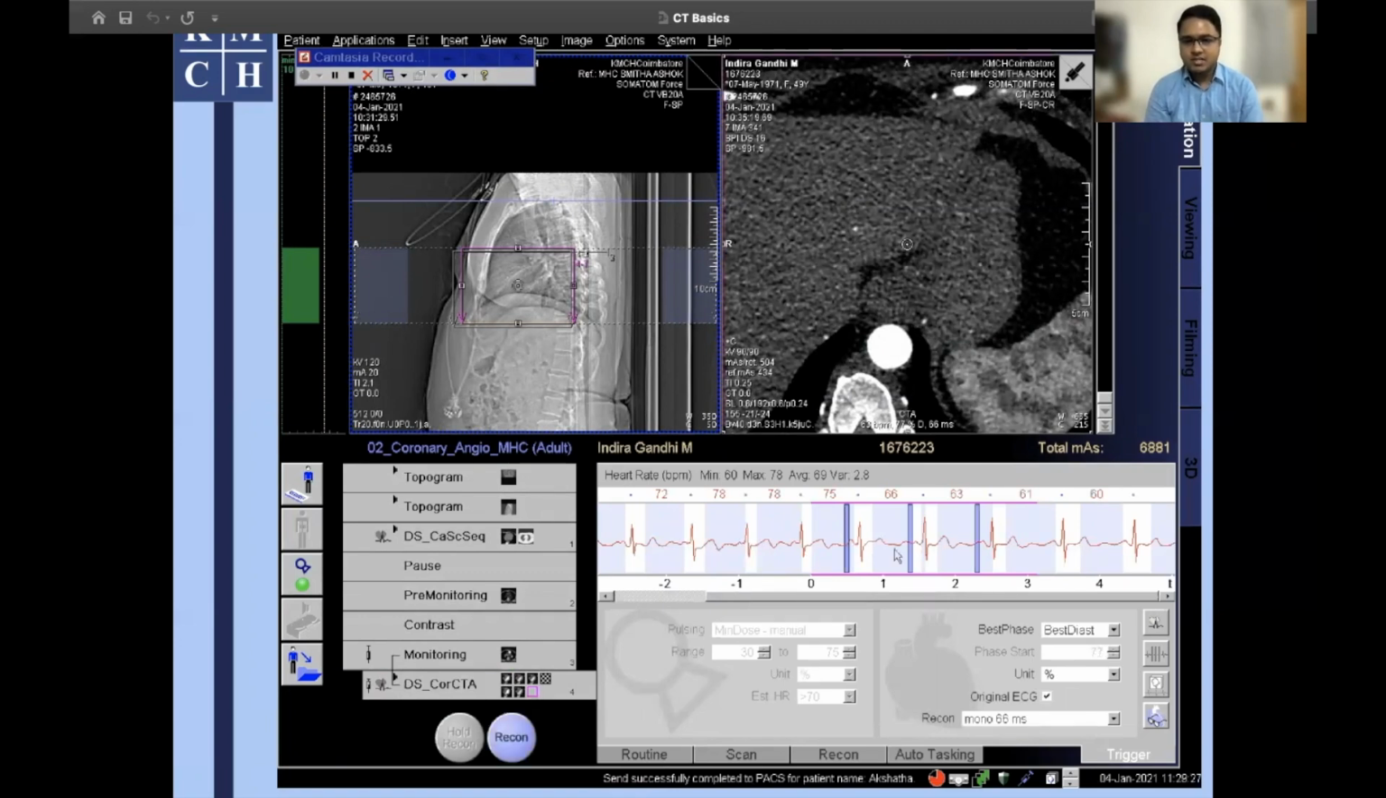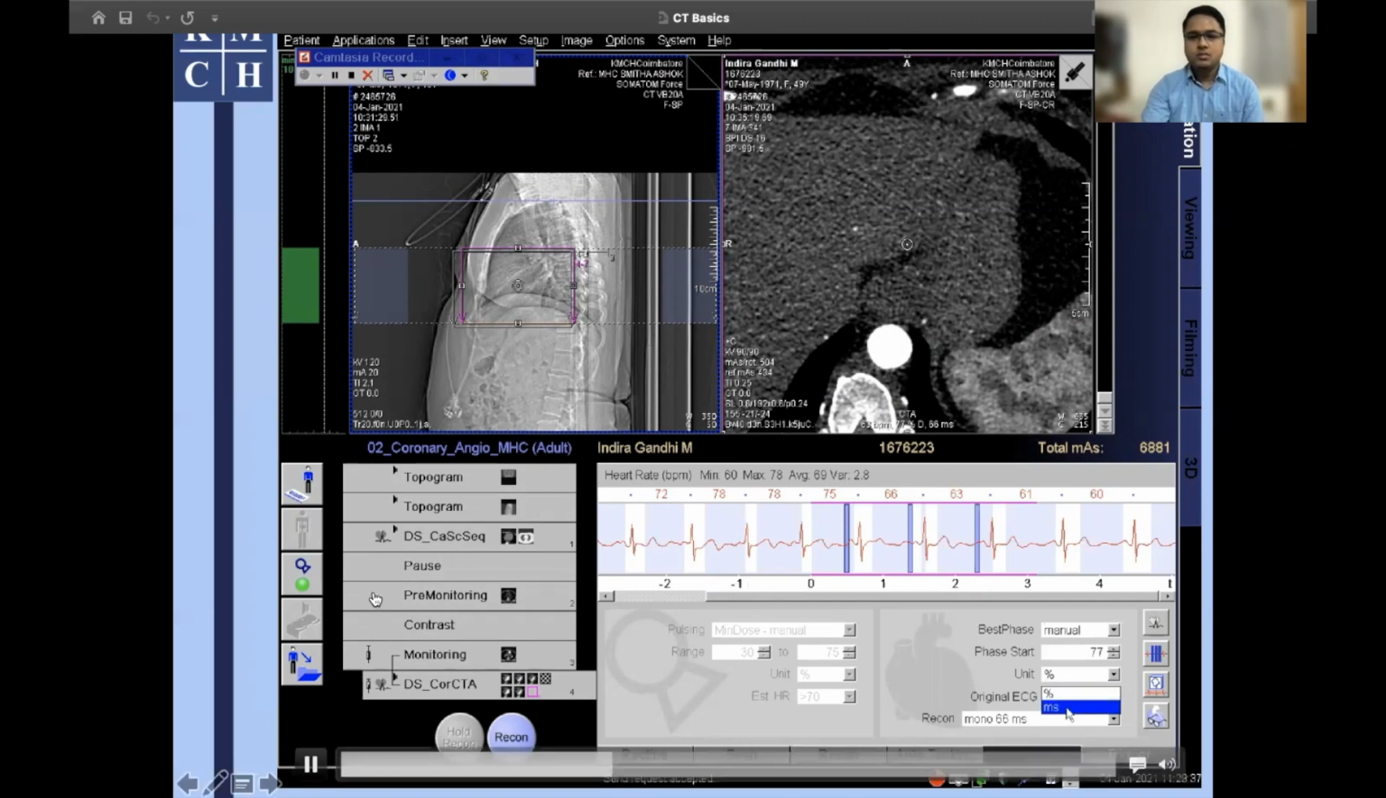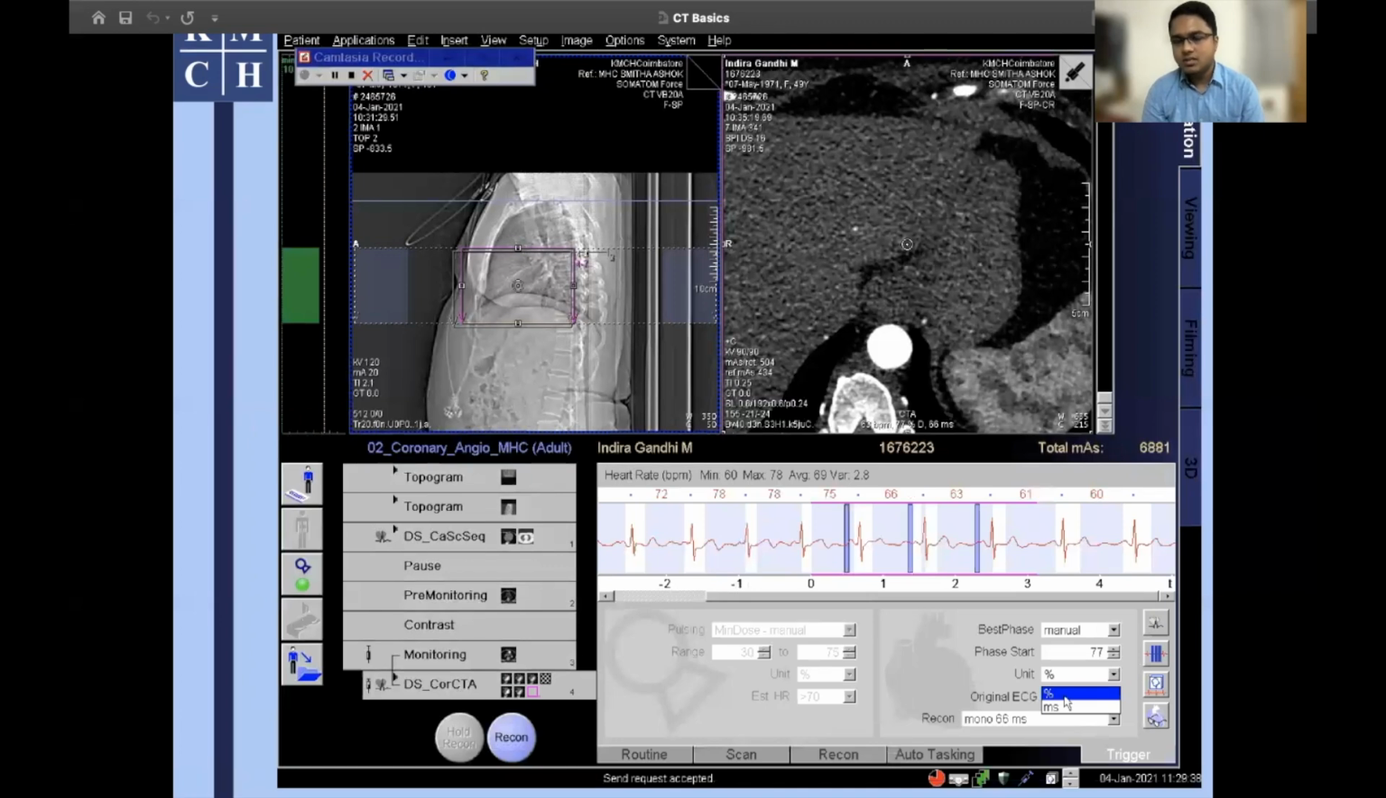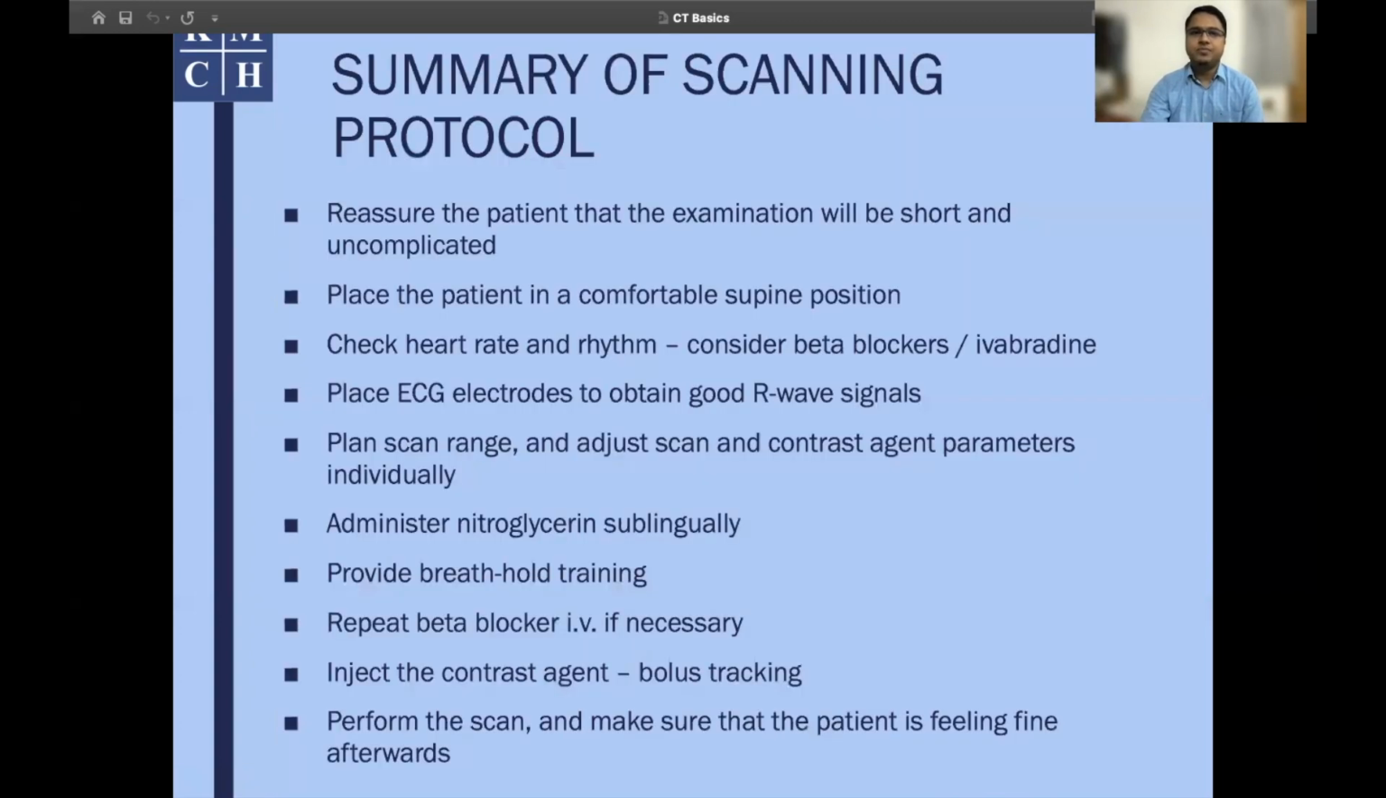These extra reconstructions can be done manually, using either a millisecond recon or a percentage recon. So you either give a particular percentage of the RR interval to do recons at which the cardiac motion will be least, or you can also give a millisecond value. You determine which is the best phase by going through the functional data of the patient, where you cover the entire cardiac cycle, go through the images in the functional data, find out the phase at which the cardiac motion is the least, and do reconstructions at that particular time.